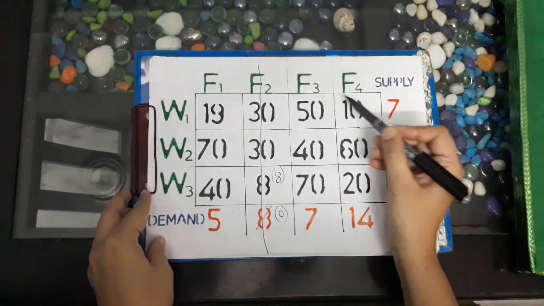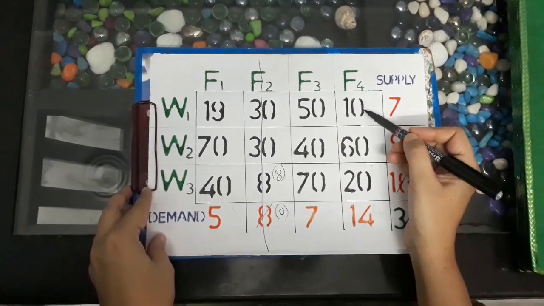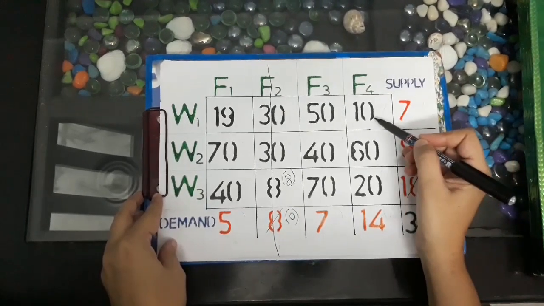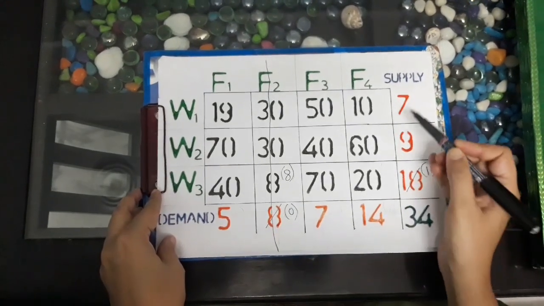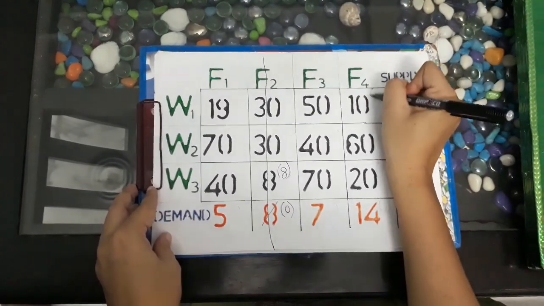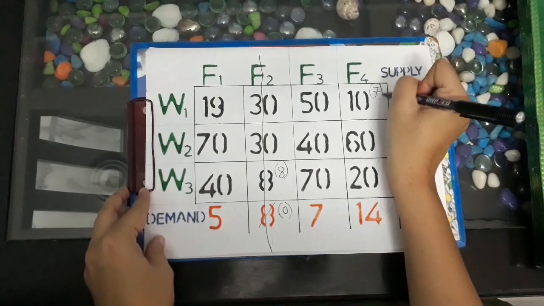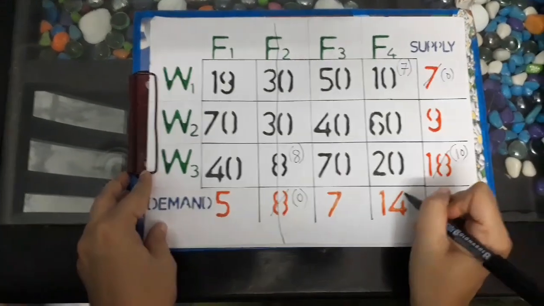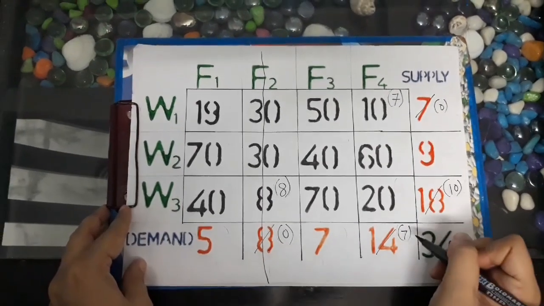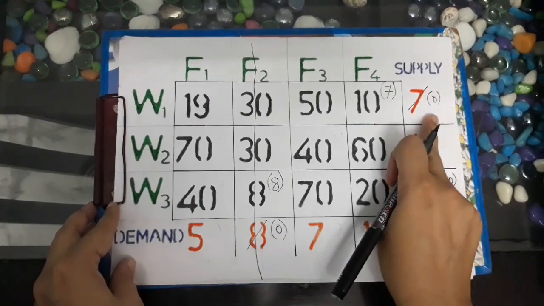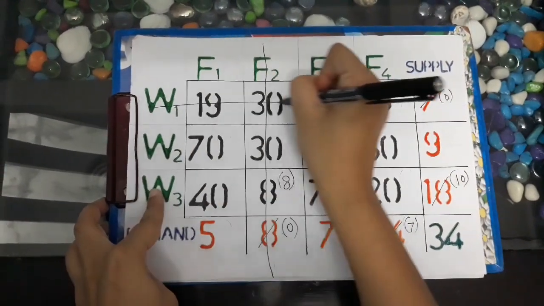Now the next minimum cost is rupees 10. Corresponding to 10, the supply is 7 and demand is 14. So minimum of 7 and 14 is 7. So we allot 7 units over here. So this becomes 0 and over here 7 is left. Since the supply of W1 is now 0, so we cancel this row.